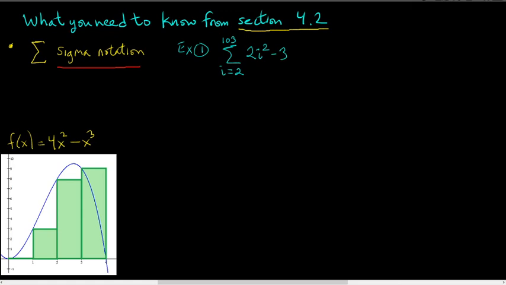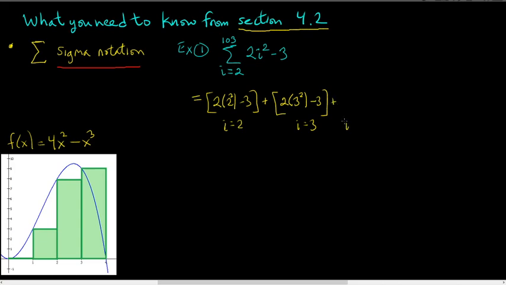Well, before we do that, let's just write out what this means. In other words, let's do the first couple of terms here. So i is the variable. i starts at 2, so this is 2 times 2 squared minus 3. So that's for i equals 2. And then plus, remember, this is a summation, so we're adding. Now what happens when i is 3? Well, it's 2 times 3 squared minus 3. I should put the 2 on the inside, although it doesn't matter here. So that's when i is 3.